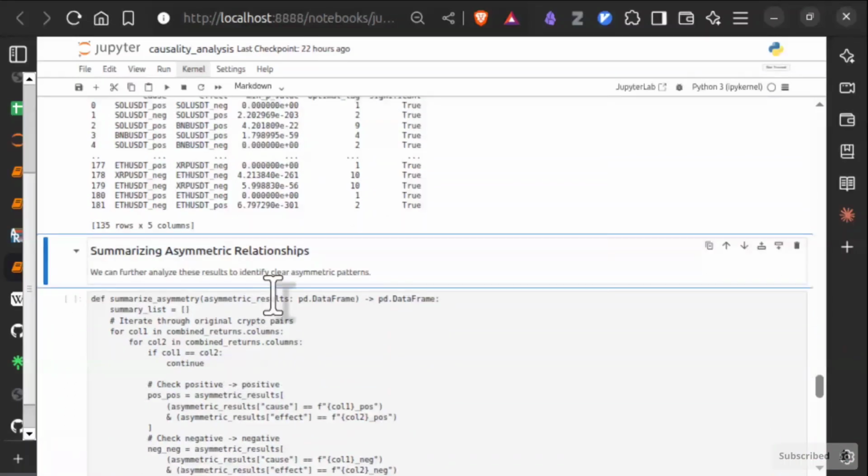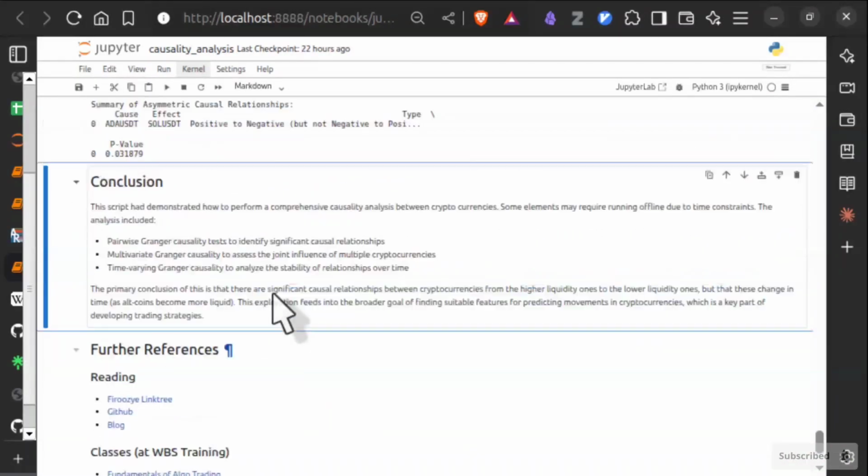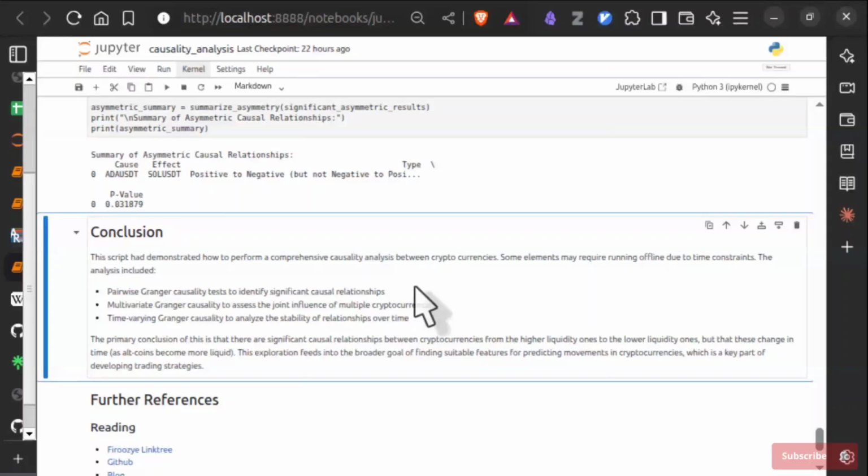So now, what do we have here? A summary of asymmetric causality. It says that Ada, so Cardano, caused Solana: positive Cardano caused negative Solana, but not negative to positive. And that was one of the most significant according to this analysis. You guys can look at it and take a deeper look.